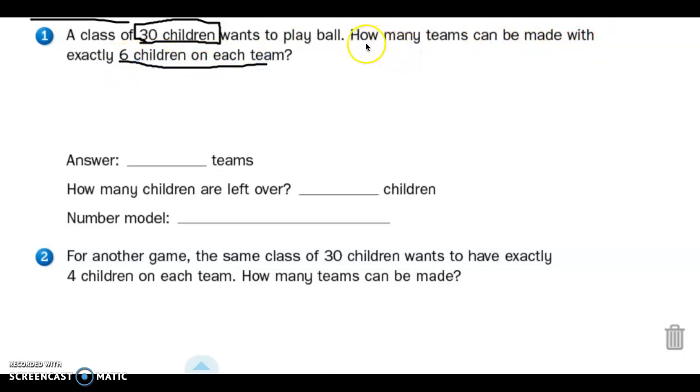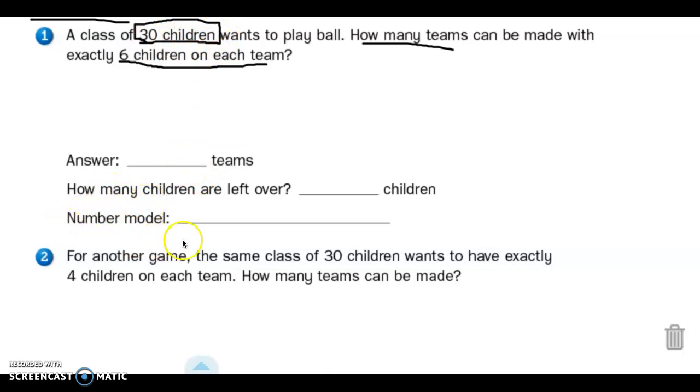Do we know how many teams? No. Teams right now are like our groups, right? If we were to draw a whole bunch of circles, that would be our groups, our teams. 6 children in each team. So in each of my groups, that's how many can go in there. That means 30 is our total number. We have 30 kids total.